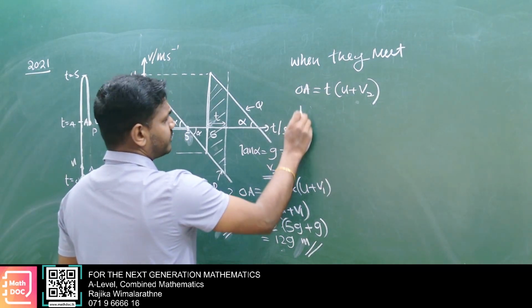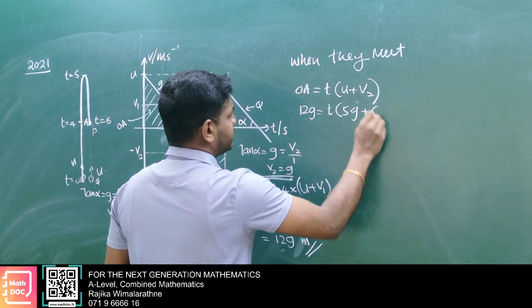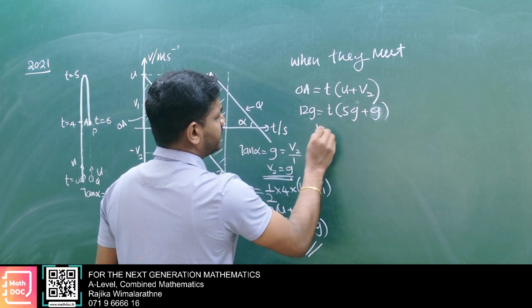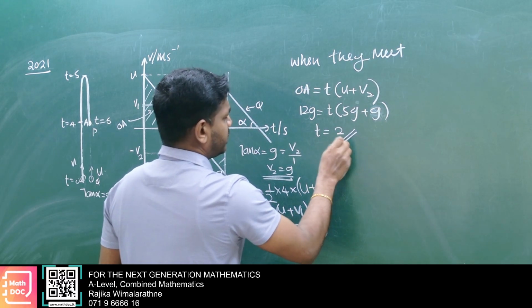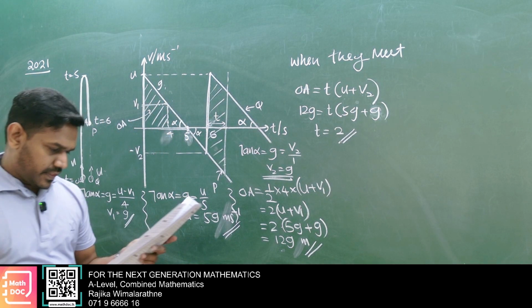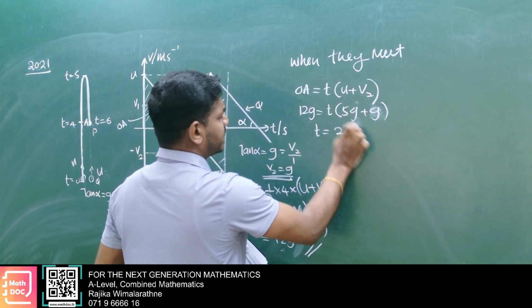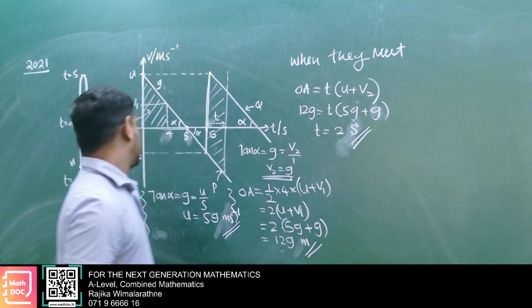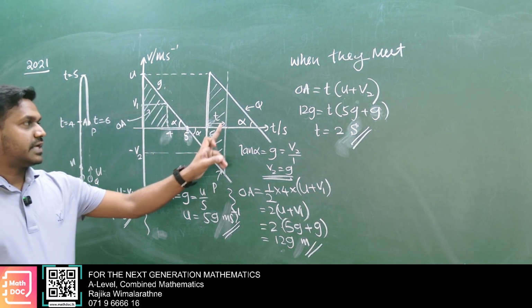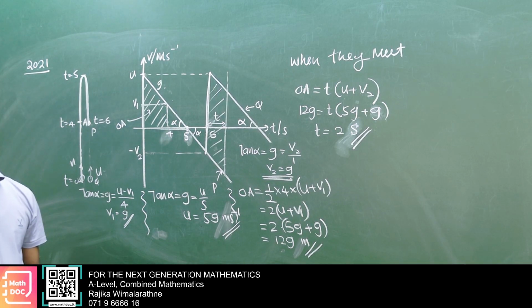OA is 12g, T, u means 5g, V2 means g. Then T means 2. T value is 2. Then time taken by Q is 2 seconds. 2 seconds time it will take to collide, no? So it takes 2 seconds. Here Q starts at 6, no? Then after 2 seconds they collide.